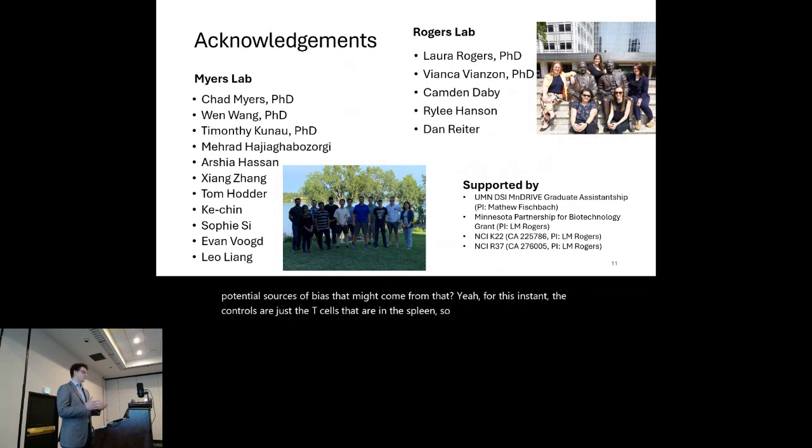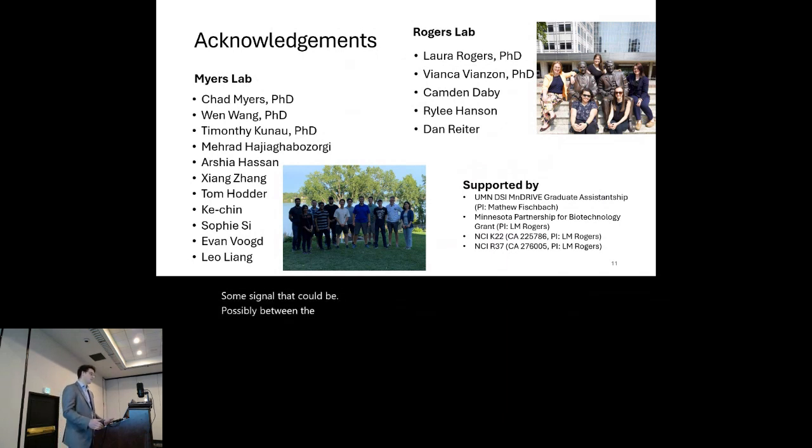So they could have some T cells that would also have been able to traffic intratumorally, but the large majority would just be the circulating T cells within the body that have not been shown yet to be able to do that. So there would be some signal possibly between the two. Misleading in ways, yeah.